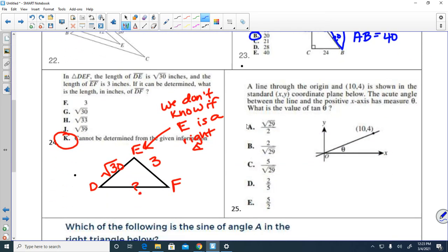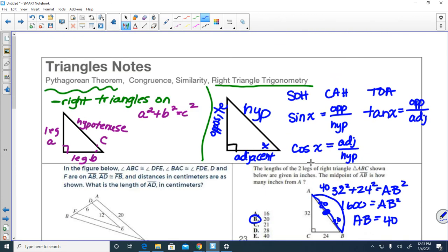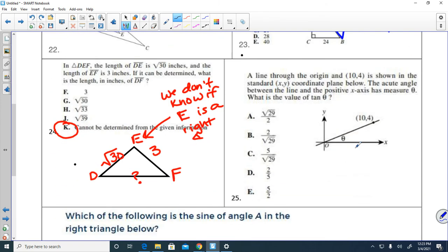Let's find one. All right, so here we have a right triangle trig question. These trig ratios only work for right triangles, so you can't use them if you don't know that the triangle is right. In this question, a line through the origin and point (10,4) has been drawn. The acute angle between the line and the positive x-axis has a measure theta. Theta is a variable, so treat it like an x. What's the value of tangent of theta?